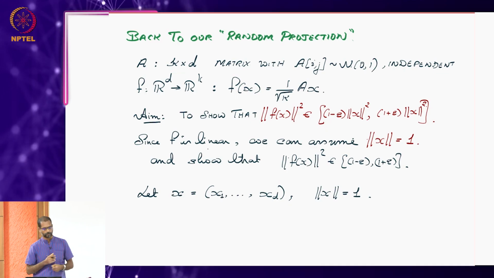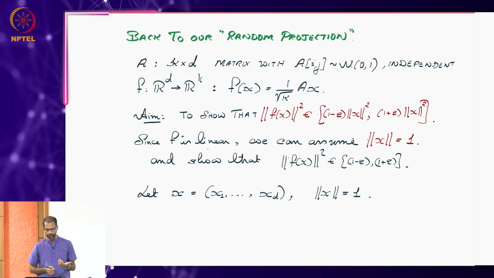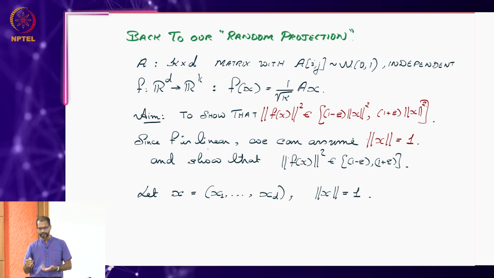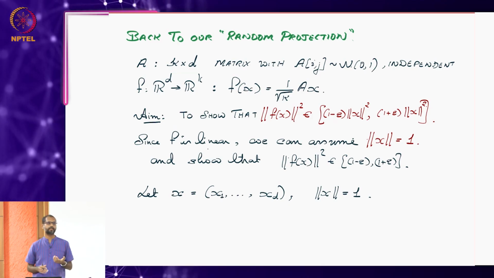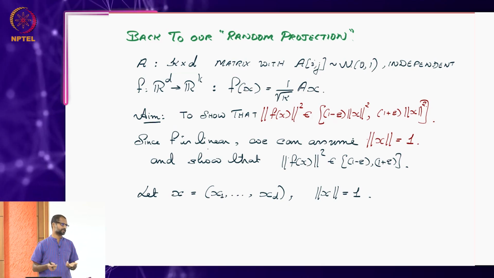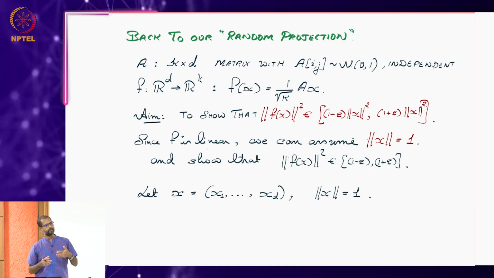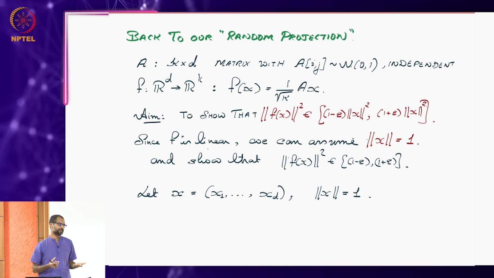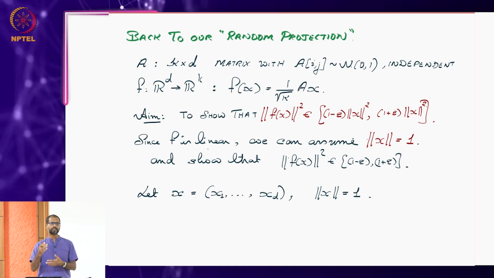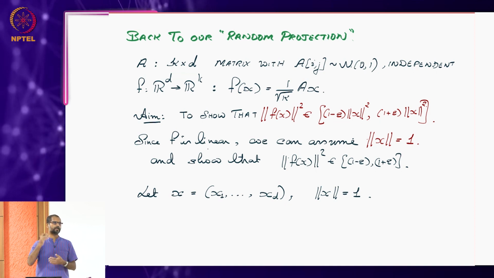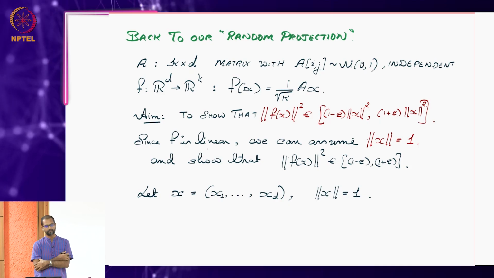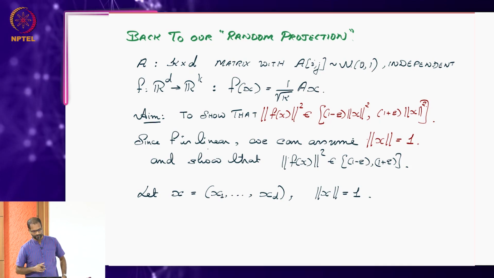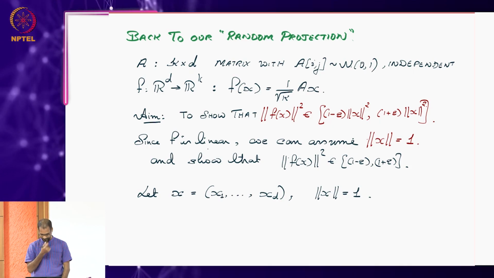Remember what our matrix A was? It was a k by d matrix with each entry being a standard Gaussian. So, each row you can think of as a d-dimensional spherical Gaussian. Each column you can think of as a k-dimensional spherical Gaussian. We will use the first picture. We will think of each row as a... let me see. We will see which picture we will use when we get there.